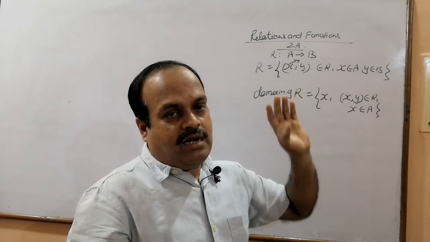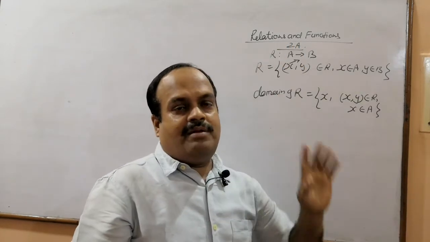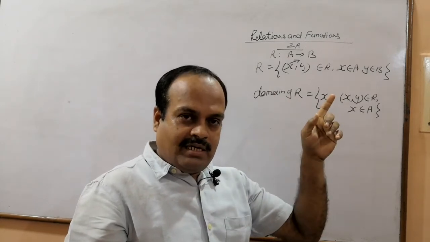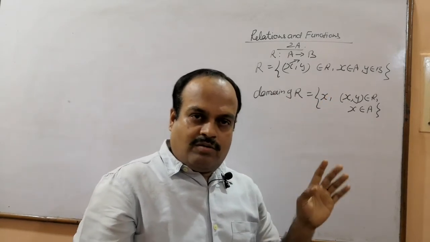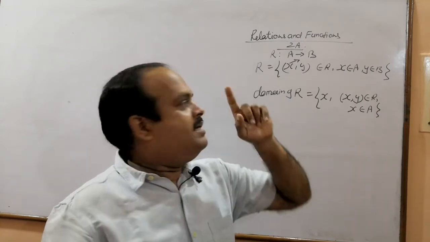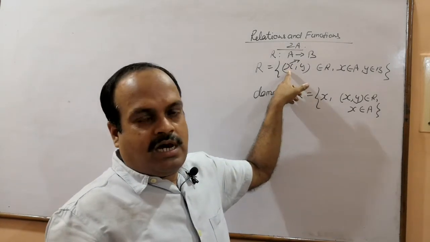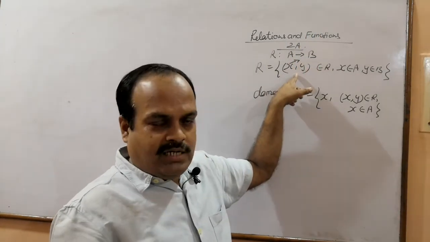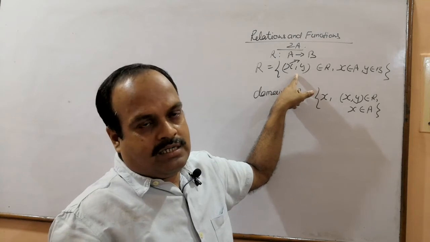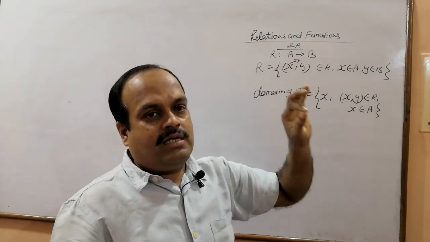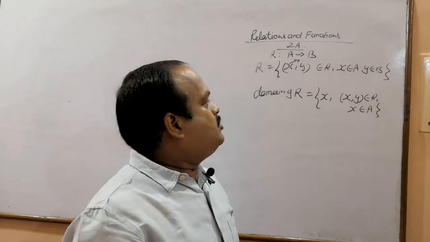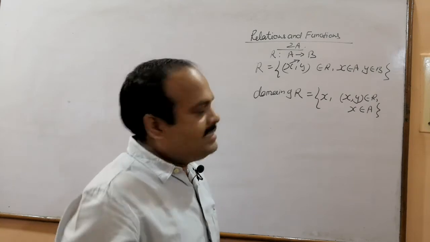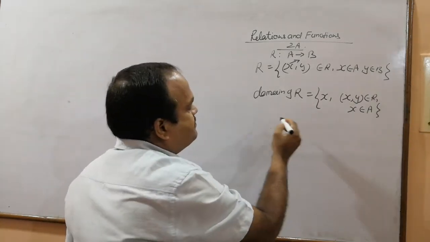Don't get confused that all the elements of set A will be called the domain, meaning the whole set A will be called a domain. No, the first entries from set A which are in relation R will be the domain of relation R. An example will make it clear.